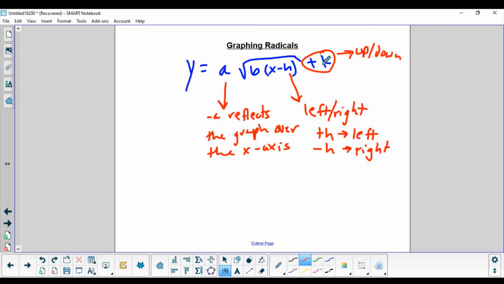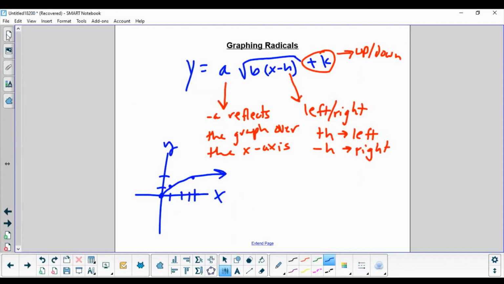So remember, h was the one that we had to watch out for. Before we go into an example, I want to remind you the parent function looks something like this. So we're looking at square roots. The square root of 0 is 0. The square root of 1 is 1. The square root of 2 would be a decimal. Square root of 4 is 2, and so on. So we get a graph that looks something like that. This is what the parent function of the radical, or the square root, looks like.